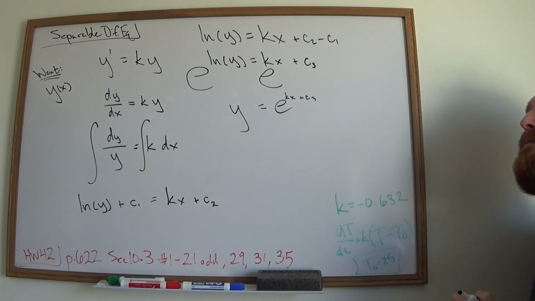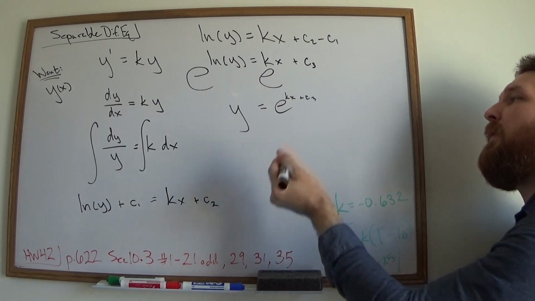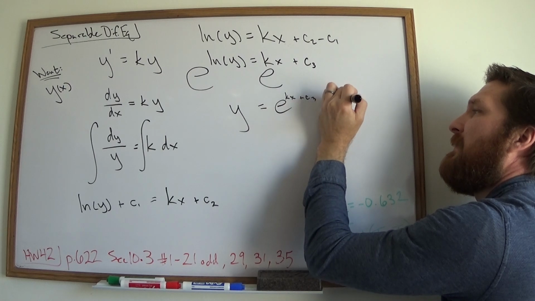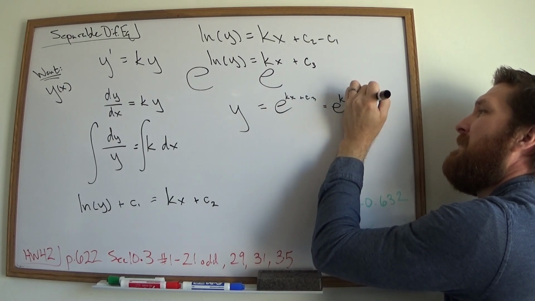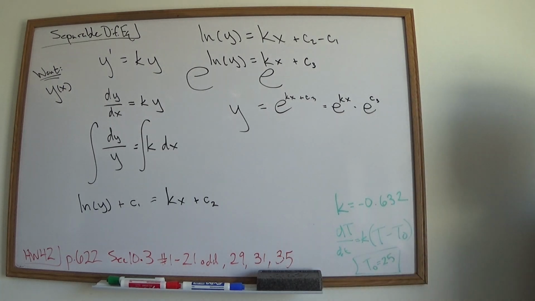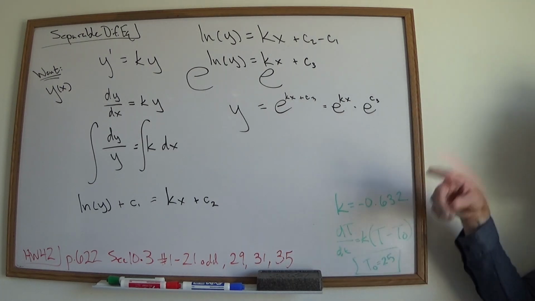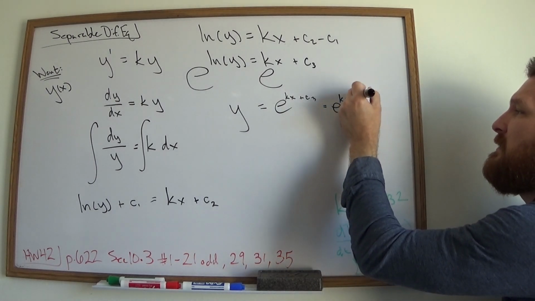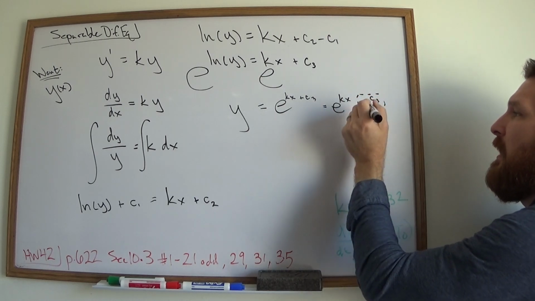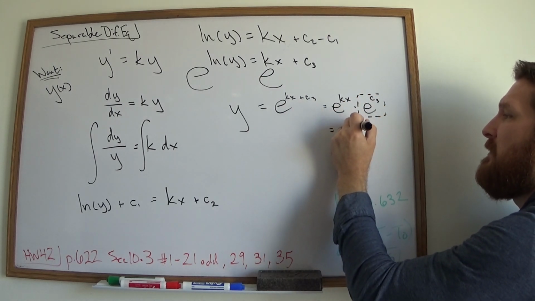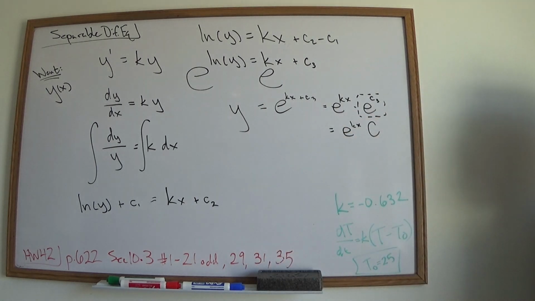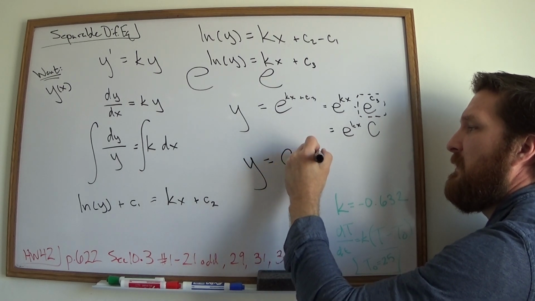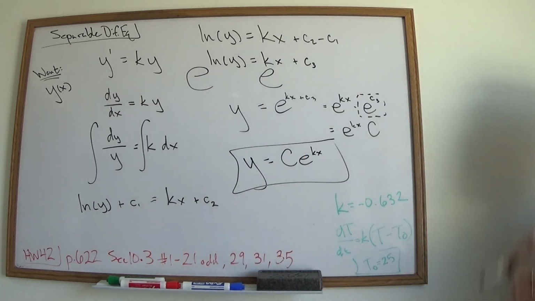Now we could leave it like this, and we'd be good to go. But it's actually much easier for us if we split this up like this: e to the kx times e to the c3. But c3 is just some constant, right? So e to a constant is just some constant. So I could rewrite this entire thing as some constant, and let's give that constant the name just plain old c. So this says that y equals some constant c e to the kx, as we expected.